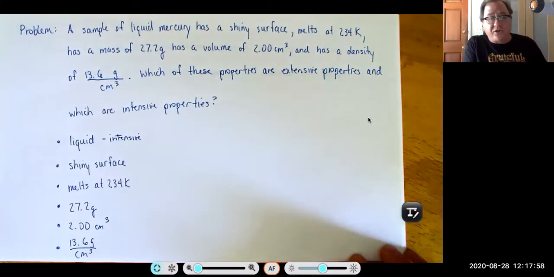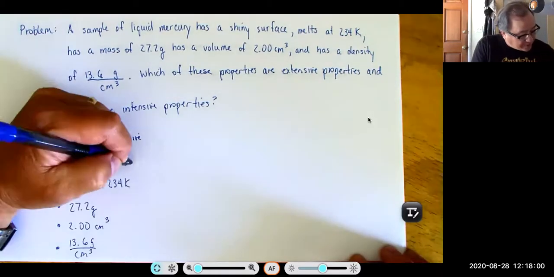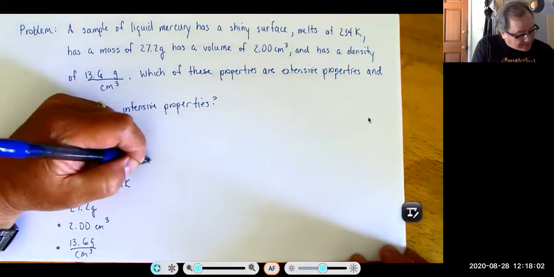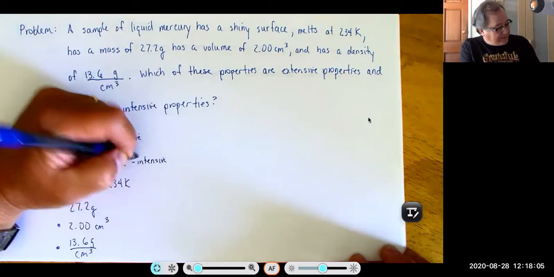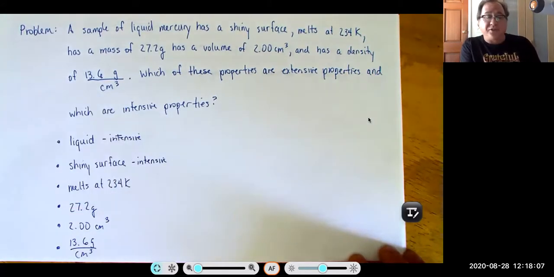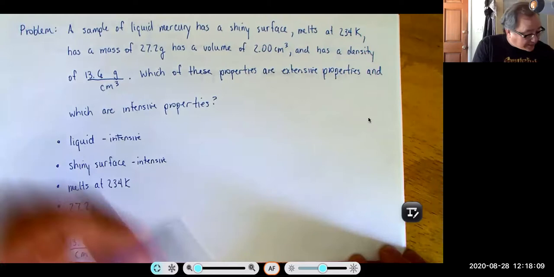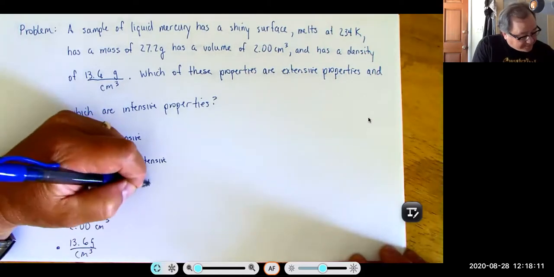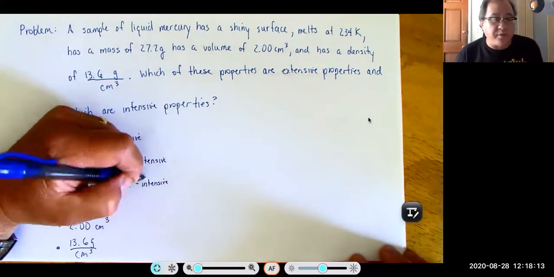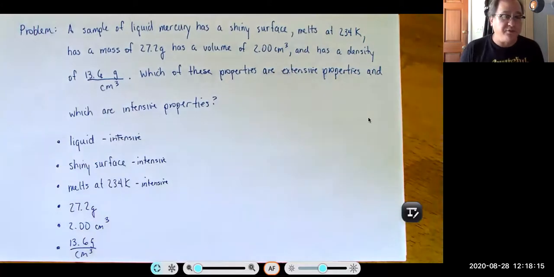How about the shiny surface? Nope, that depends only on the material, not how much you have. Intensive. Then it melts at 234. Turns out that that's also intensive. A little bit of mercury will melt at 234, a lot will melt at 234.